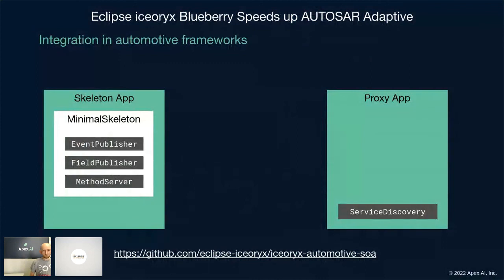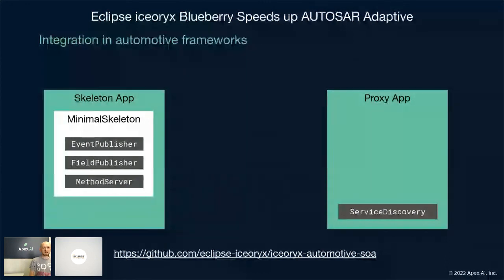So senders or publishers are typically called skeletons, and receivers or subscribers are called proxies. And typically such a proxy or a minimal skeleton or a minimal proxy, this code is typically being generated. So this is not handwritten, but generated from a meta model. And in this skeleton or also this proxy, there can be different kinds of entities. So AUTOSAR has different entities. First, an event. This is basically the normal publish-subscribe communication. You push data to a receiver. Then you have a field.